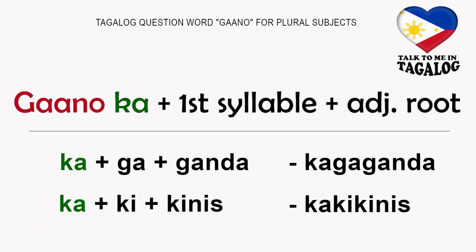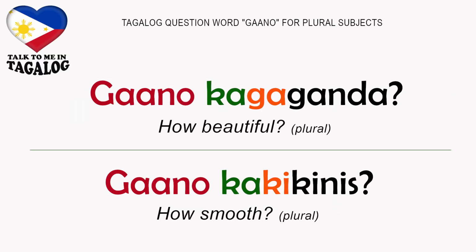The second rule to follow is when asking about plural subjects, you just have to repeat and insert the first syllable of the adjective root between ka and the adjective root. For example, ganda, which means beauty. Just repeat its first syllable, which is ga, and insert it between ka and ganda. Ka plus ga plus ganda, kagaganda. Next is kinis. The first syllable is ki, so it's ka plus ki plus kinis, kakikinis. Gaano kagaganda, meaning how beautiful. Gaano kakikinis, how smooth.